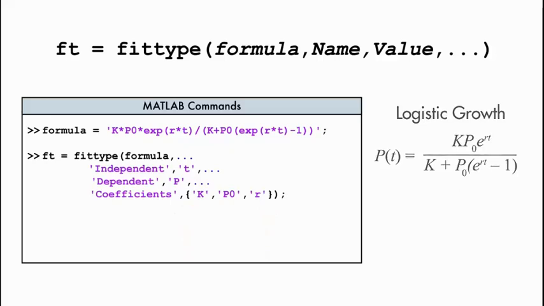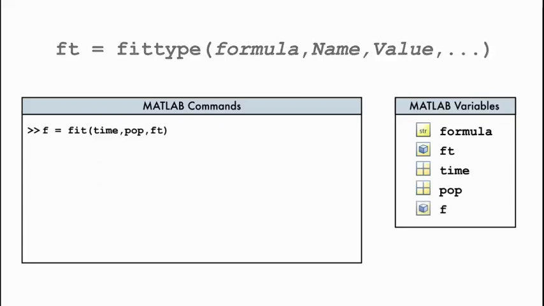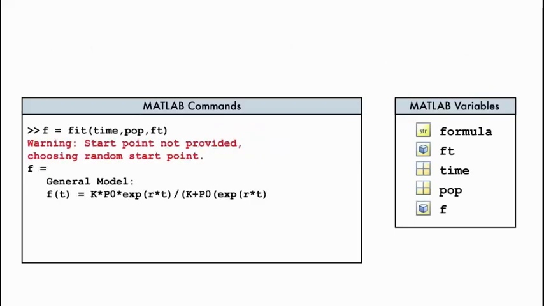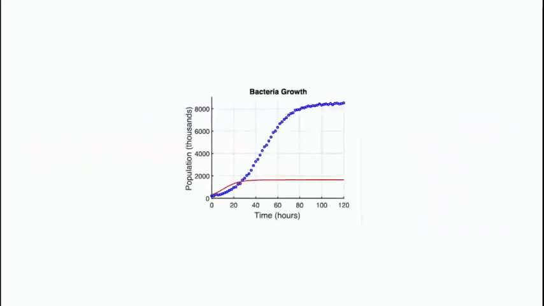Let's store the output in the variable ft. Next, we pass it to the fit function along with our independent and dependent variables time and pop. Why are we getting a warning message about start points? Without start points, we risk getting a bad fit. It looks like that's exactly what happened.